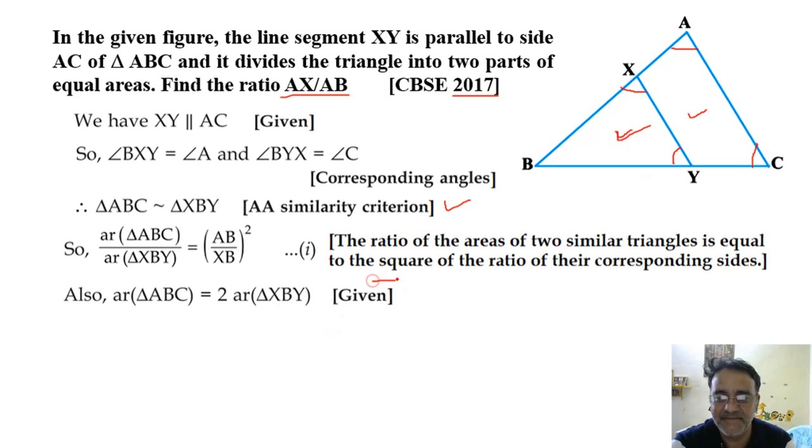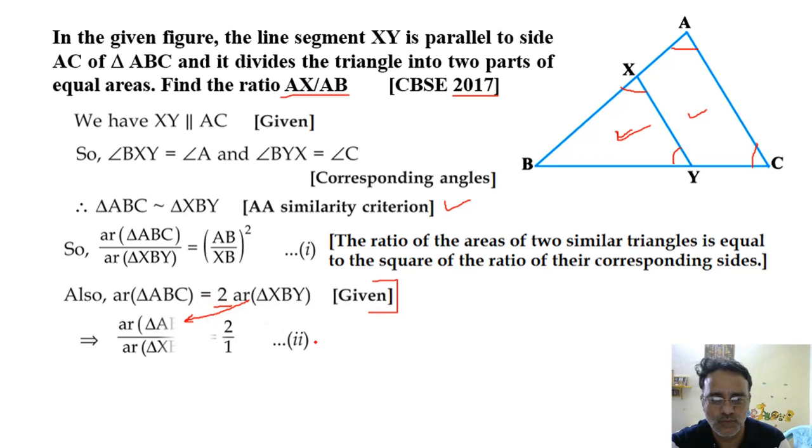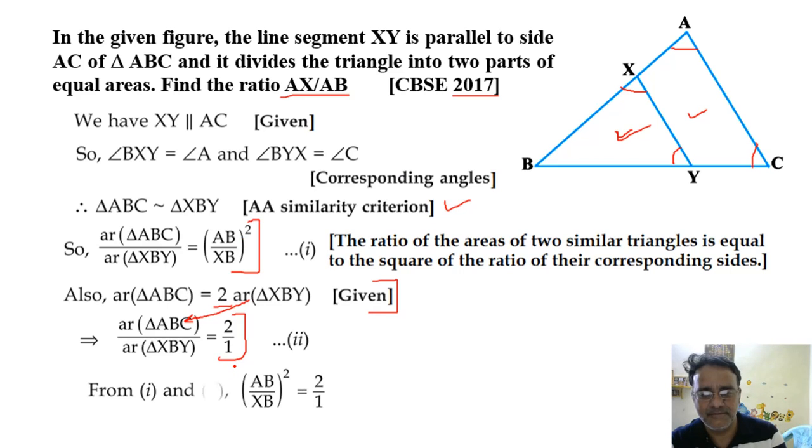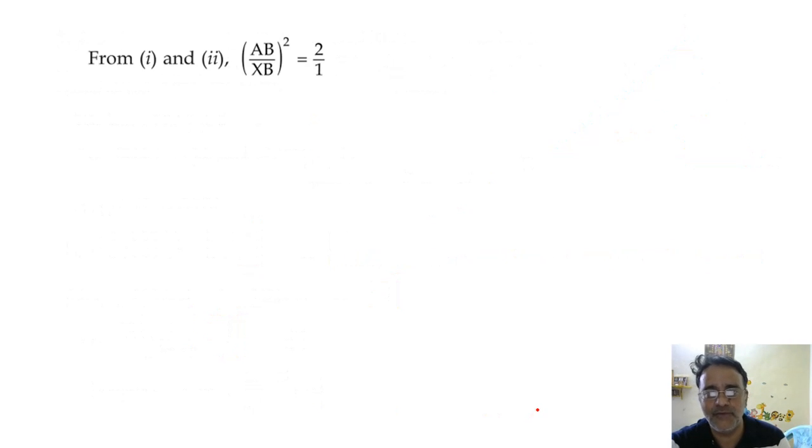This is clear? So इसको यहाँ नीचे shift कर लो. So area of triangle ABC upon area of triangle XBY will be equal to 2 by 1. और ये दोनों को फिर equate करो. So what we will get, AB upon XB whole square is equal to 2 by 1. So AB upon XB will be root 2 upon 1. This step is clear?